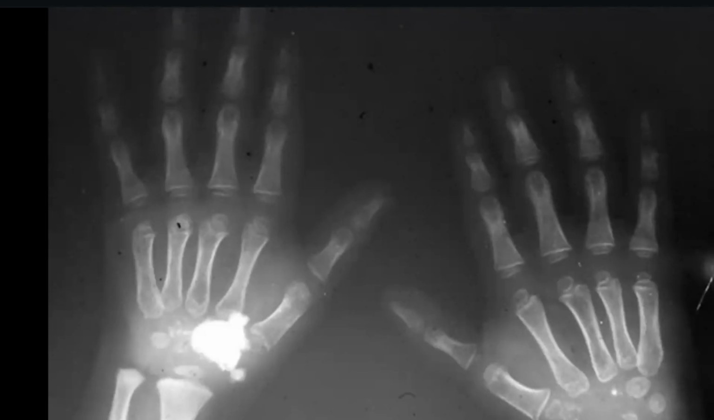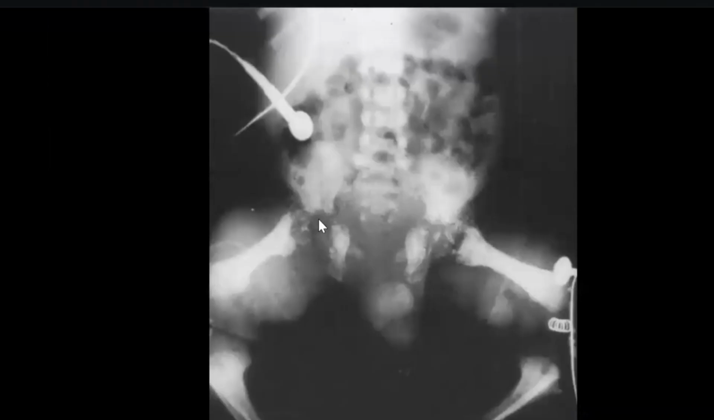Chondrodysplasia punctata. The most striking abnormality here, look here and look here. What happened? No epiphysis, but just dots of calcification. Okay, so this is a classic case. A classic case.